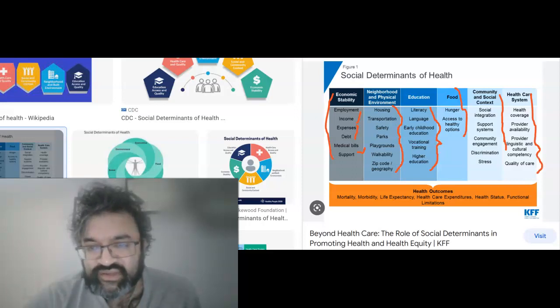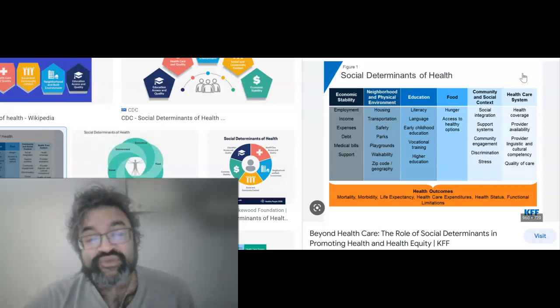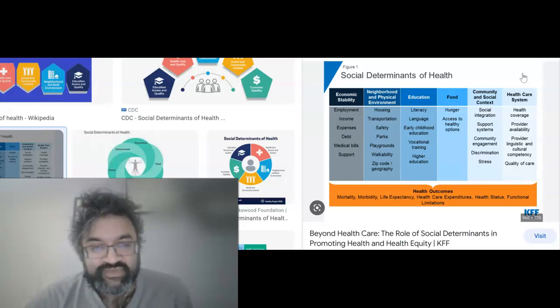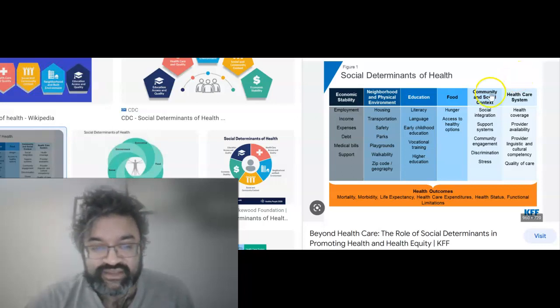So that summarizes the different determinants of social health, social determinants of health, not only with the Kaiser Family Foundation, KFF, but also looking at social determinants of health, which is part of the Centers for Disease Control, and other types of organizations that have come up with social determinants of health.